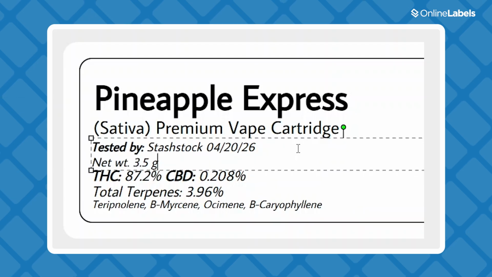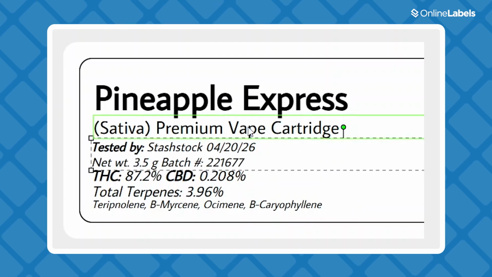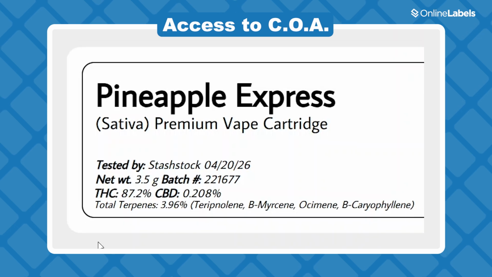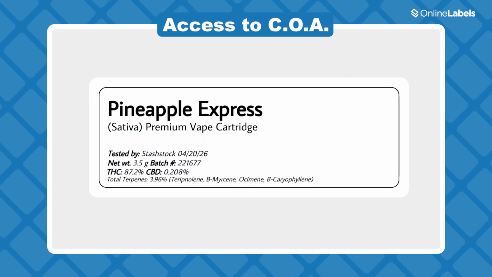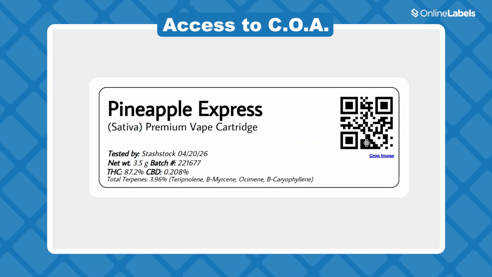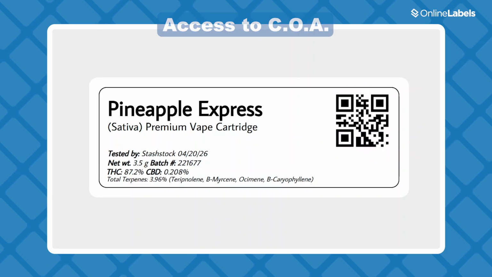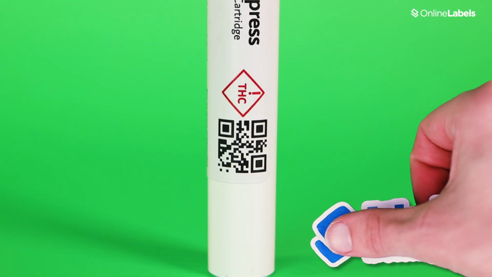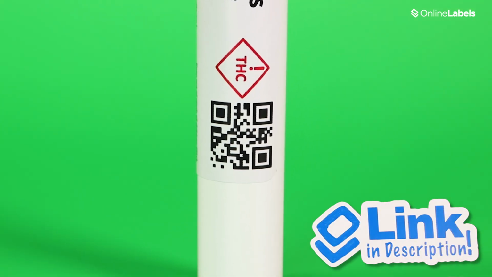These results, including the batch number and net weight, will be included in the COA, which is a certificate of analysis. By law, all cannabis labels need to include a way for consumers and distributors to access this information. These days, this is usually done with QR codes. We have a free QR code generator on our site, so check the description.